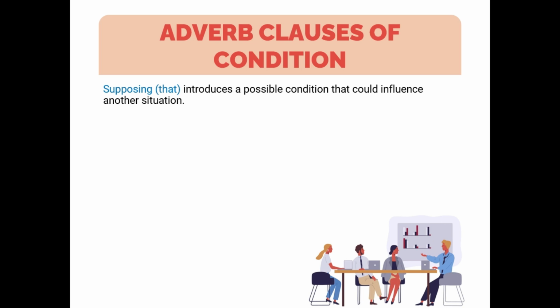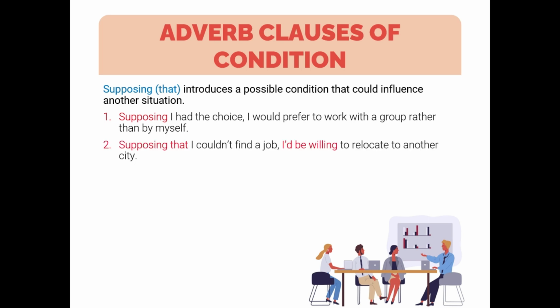Now, supposing that introduces a possible condition that could influence another situation. For example, number one, supposing I had the choice, I would prefer to work with a group rather than by myself. Number two, supposing that I couldn't find a job, I would be willing to relocate to another city.